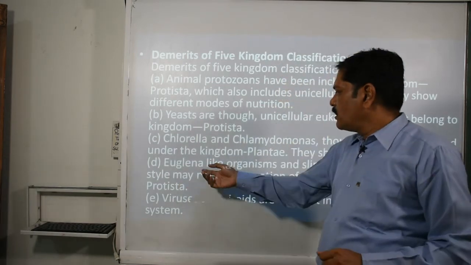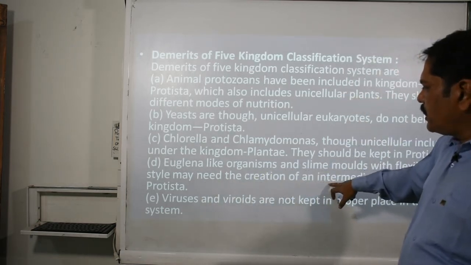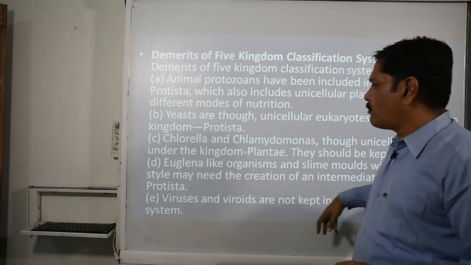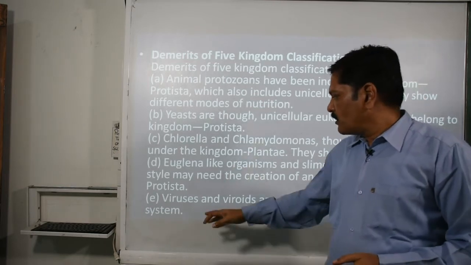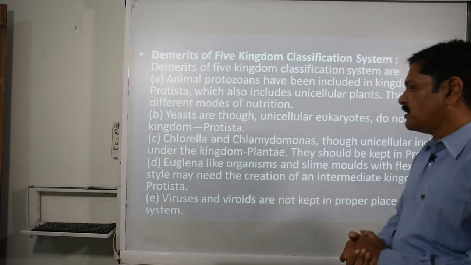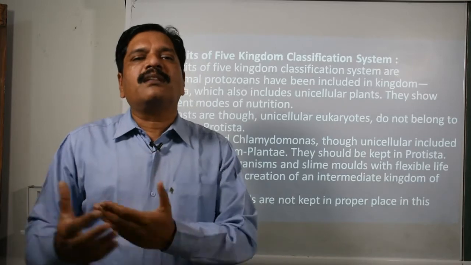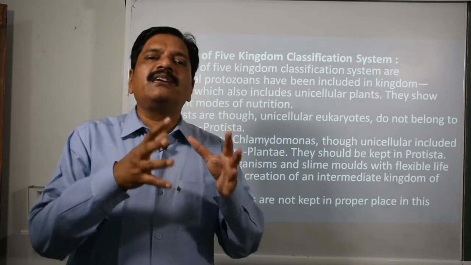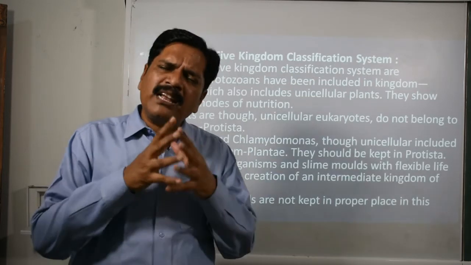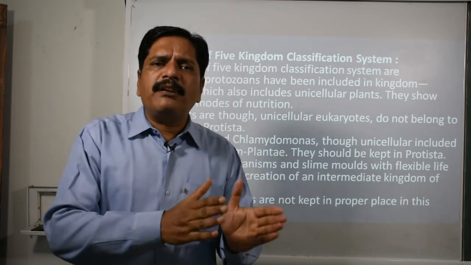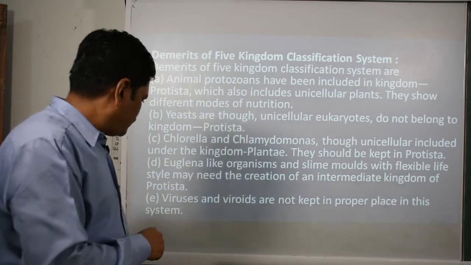Okay, now then euglena-like organisms and slime molds with flexible lifestyle may need the creation of an intermediate kingdom of Protista. There is a need to make one more group to separate them from this one. And the viruses and the viroids are not kept in a proper place in this system. You know that viruses are neither kept as living beings nor as non-living things. Clear? They are actually the intermediate one between the living and non-living. So a proper place is needed between the living and non-living, and they needed a specific branch of biology also to study them and to discuss them.